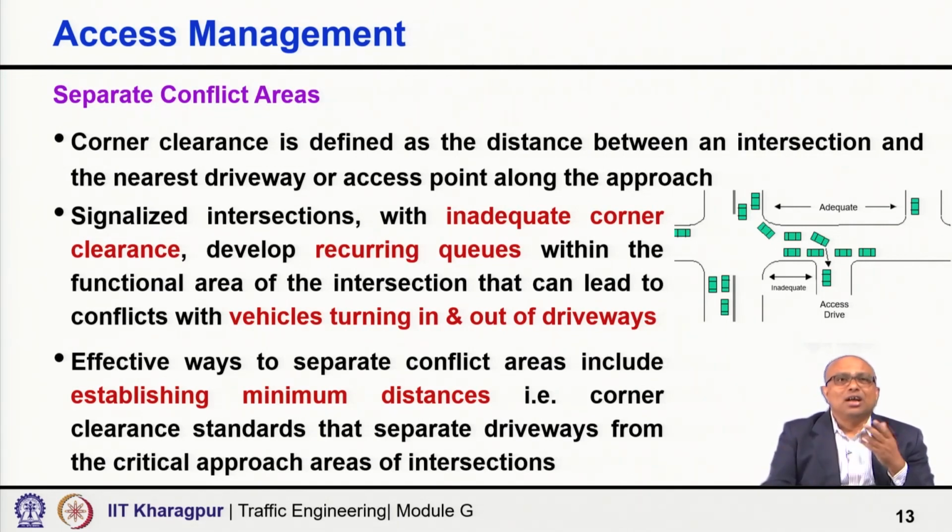Now, effective ways to separate conflict areas include establishing a minimum distance, that at least this much distance gap should be there, that means the corner clearance standards that separate driveways from the critical approach areas of the intersection, that this much corner clearance must be there. So, I am not telling you the values, but conceptually trying to tell you that please understand this is one very important aspect. So, we should have adequate corner clearance, so that we are able to separate out the conflict areas.